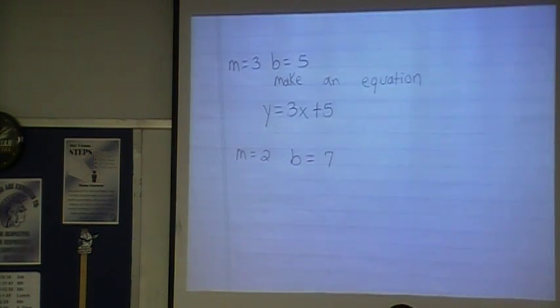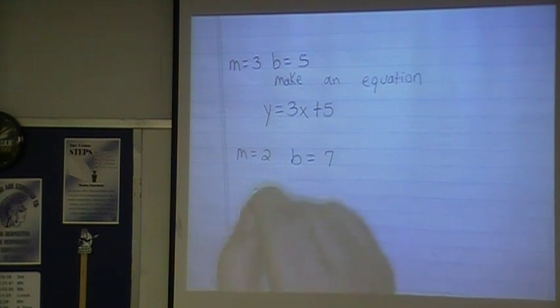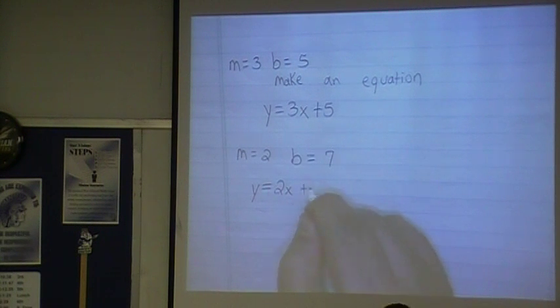m equals 2, b equals 7. Make an equation. What's it going to start with? y equals, that's right. What number is going to come next? 2. What comes behind that 2? That's exactly right, plus 7.